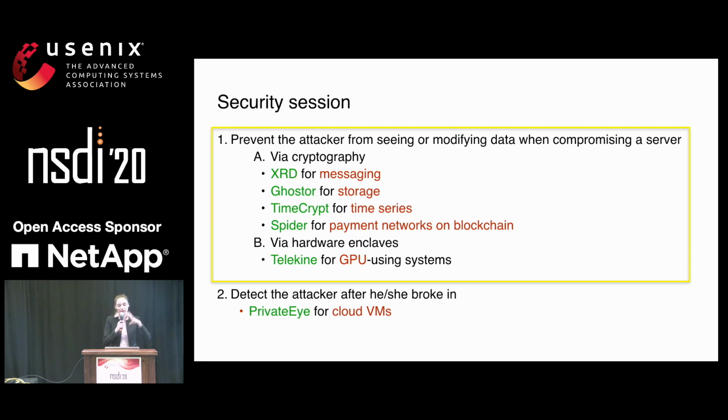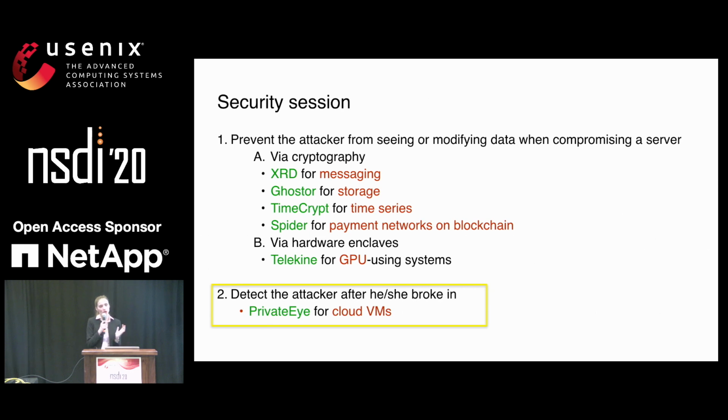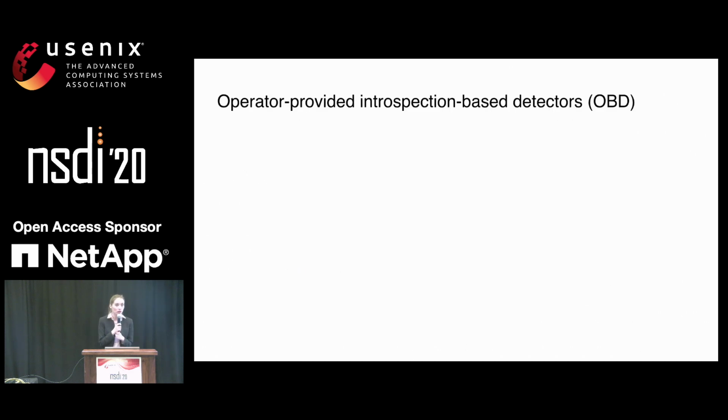All right, so this class of work was aiming to prevent the attacker from stealing or modifying data or code. But now, Private Eye comes essentially after the fact. So consider a cloud where you have many VMs. The question is, how can you detect which one of those VMs was compromised? And that's a very, very hard problem.